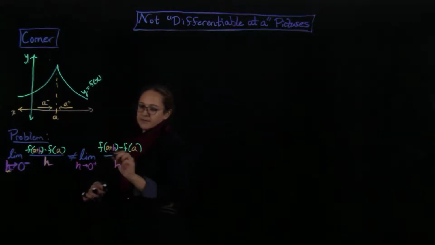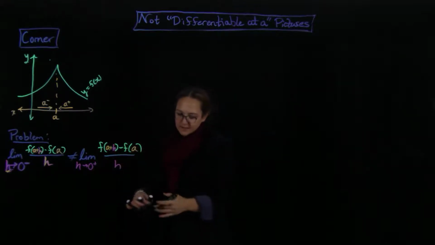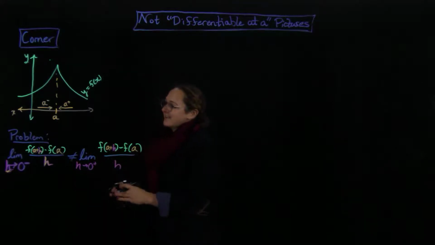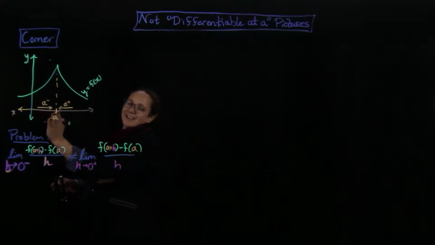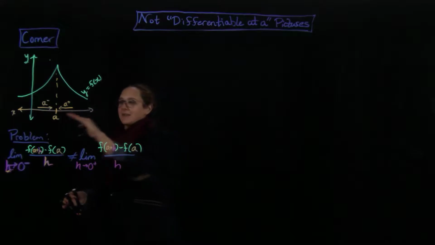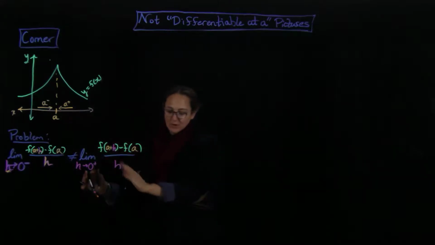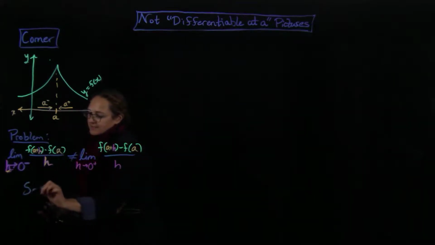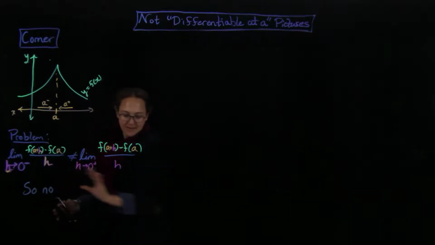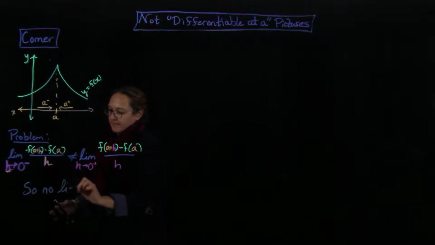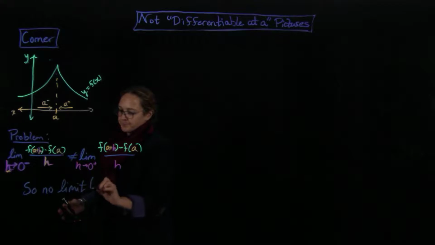But the problem is that these are not equal, which is the formal way of saying that coming in from this side, I get a different value for my slope than coming in from that side, but those have to be equal. Or, another way to say this is the limit doesn't exist because coming in from the different sides gives me different values.